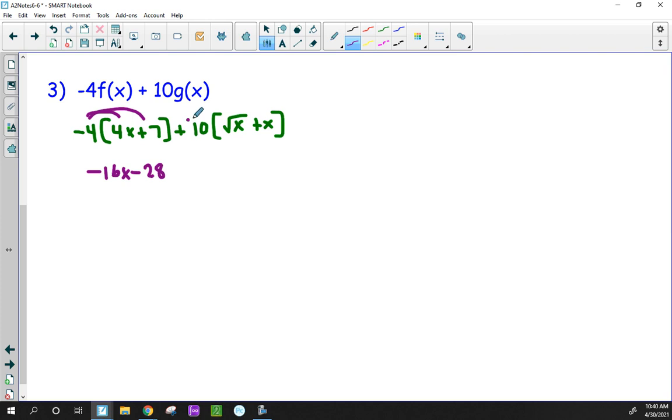Just basic algebra skills. -4 times the 7, -28. Then you're going to take the positive 10 and distribute it. And we've worked with radicals in the past. This is not a radicand, so you're just going to say 10 times 1. It's going to be a 10, and then drop your square root of x beside of it. And then 10 times x is 10x.